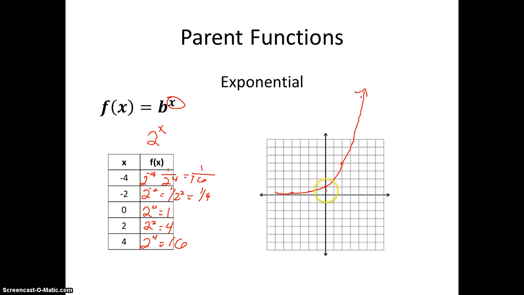So if we go from 0 to 2, we only increase 1, 2, 3 units. But if we go from 2 to 4, we increase another 12 units. And then if we went from 4 to 6, it would increase a lot more than that. So this is our exponential graph. You can also maybe see it as an exponential decay. It looks similar, just reflected across the y-axis. So this would be the decay and growth.